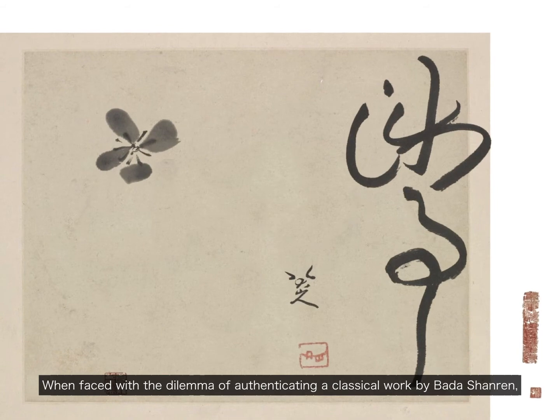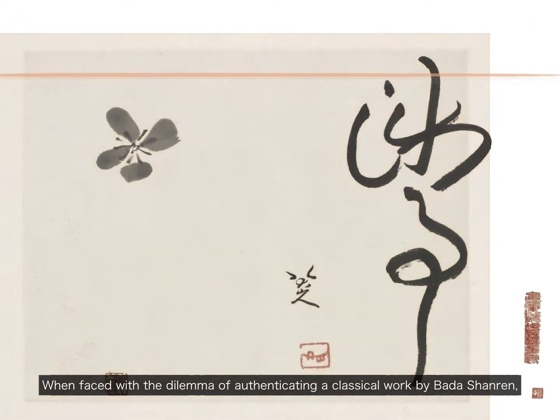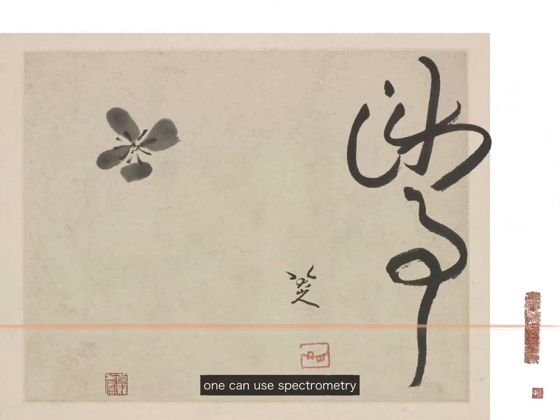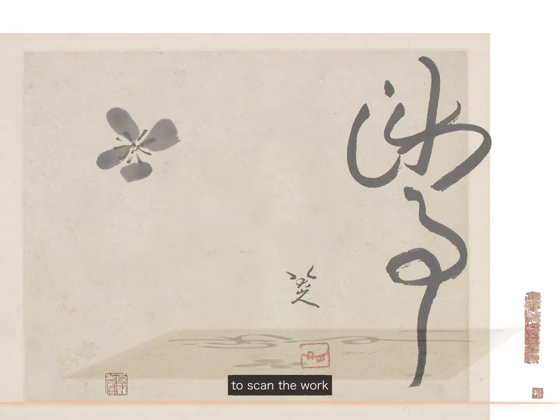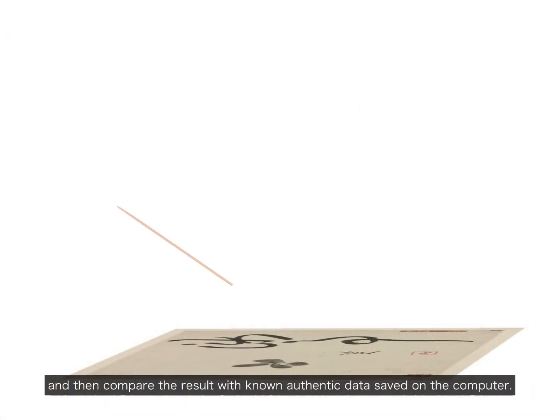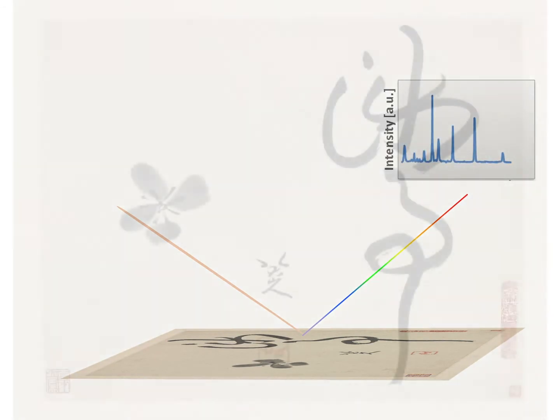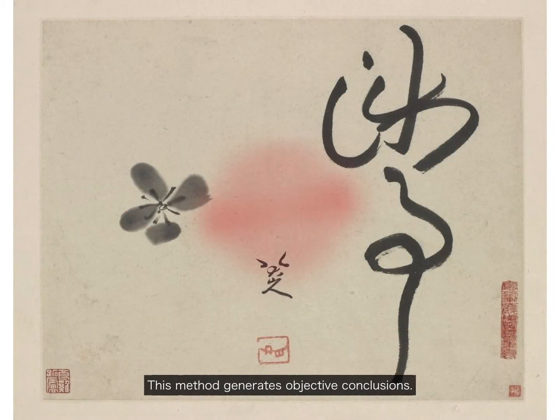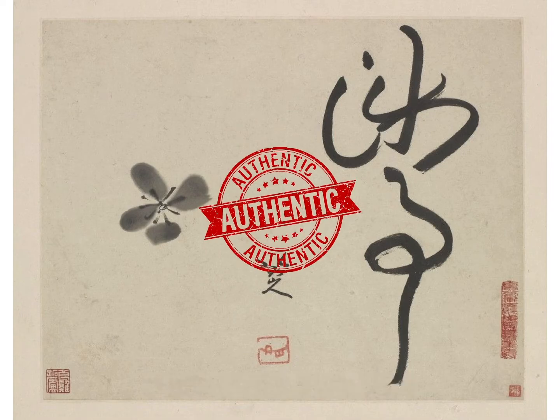When faced with the dilemma of authenticating a classical work by Bada Shanren, one can use spectrometry to scan the work and then compare the result with known authentic data saved on the computer. This method generates objective conclusions.